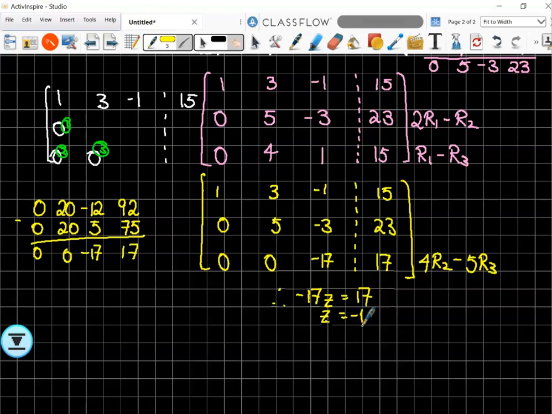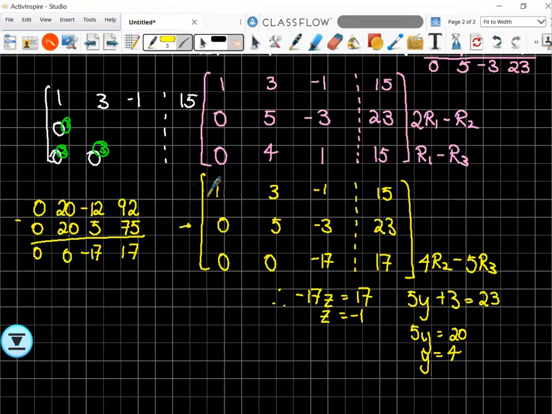Can I now find y? Yep, we can now put it up into this one here, because this one is now saying 5y take 3z. But what is our z? So minus 3 times minus 1, that's a plus 3, equals 23. Oh, how sweet is this? How sweet it is. And what do you think we're going to do to find x? Go back up here, solve.